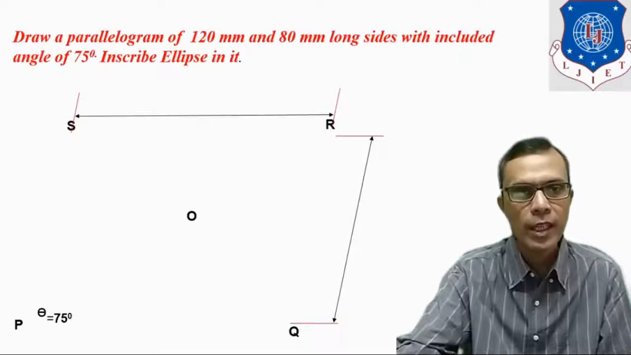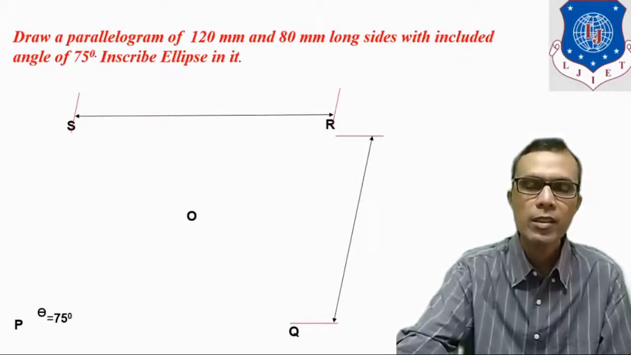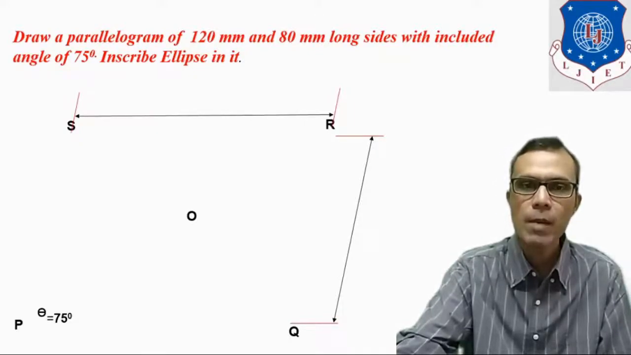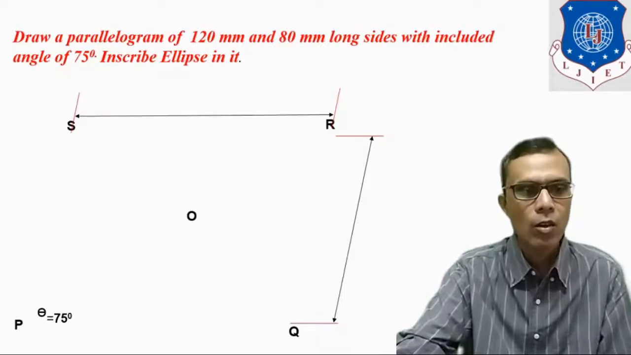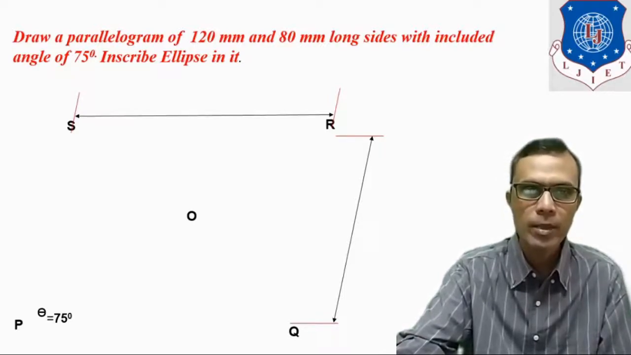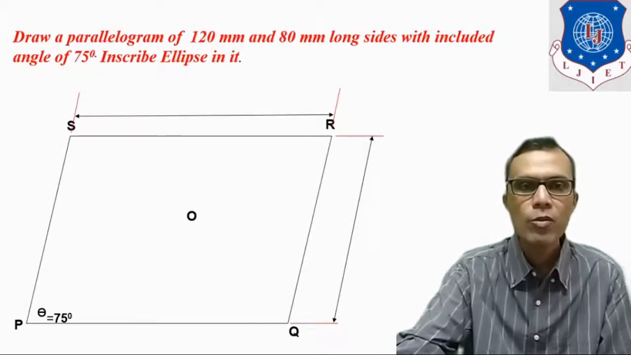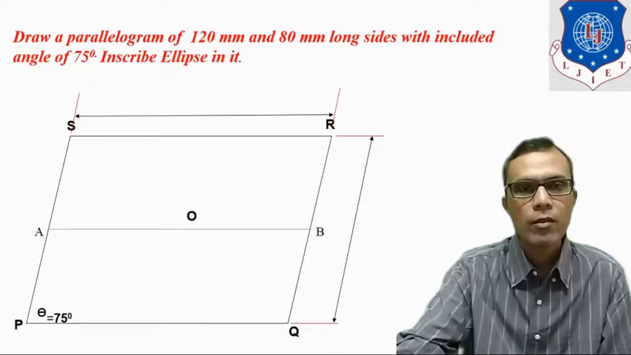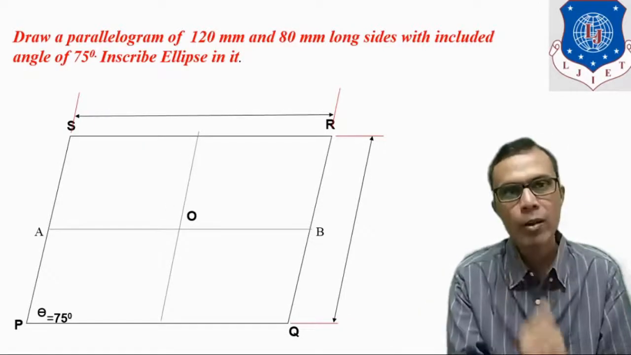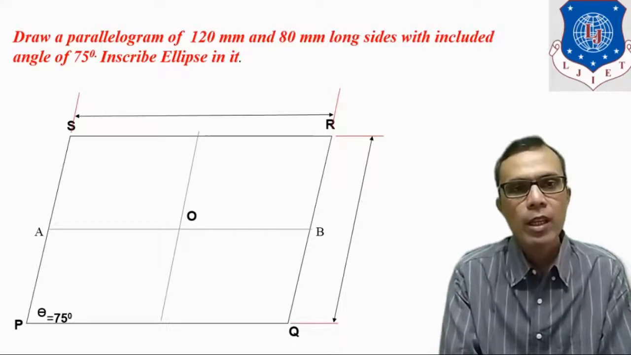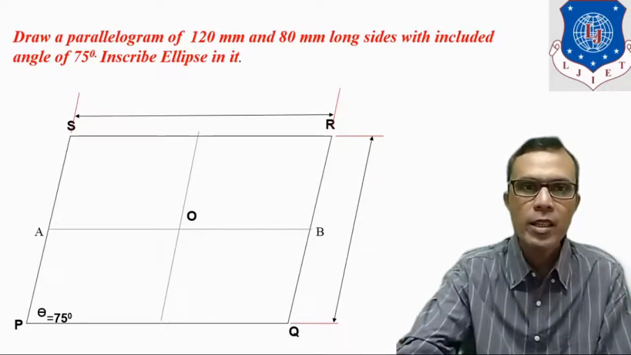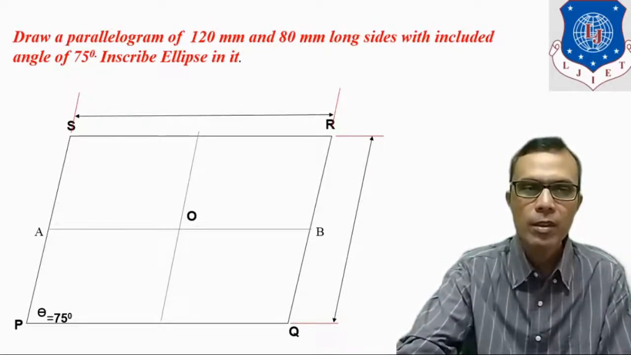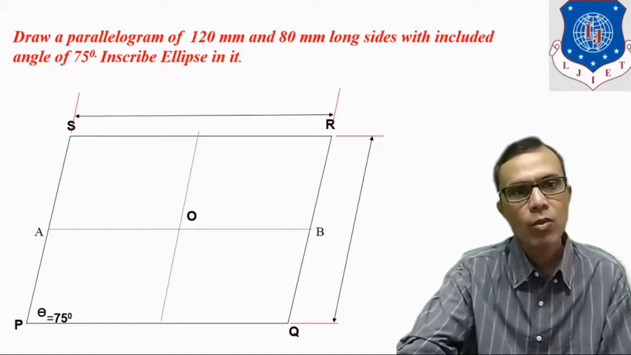Next method to draw the ellipse is the parallelogram method. See the given data. Draw a parallelogram of 120 mm and 80 mm long sides with an included angle of 75 degrees. Inscribe an ellipse in it. So in the first step, we have to draw the parallelogram PQRS with the given dimensions 120 and 80 and included angle 75 degrees. Here instead of a rectangle, we are using a parallelogram to draw the given ellipse. Now the remaining procedure is almost similar.